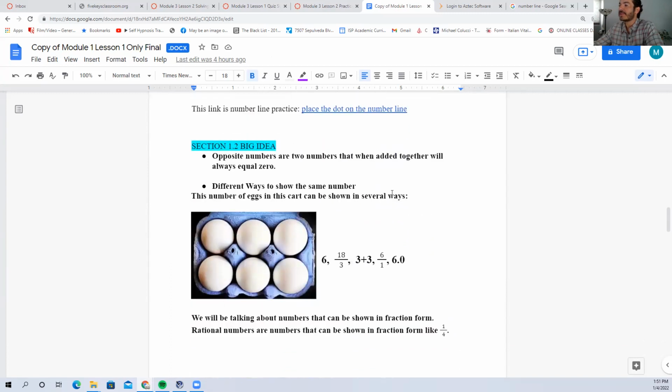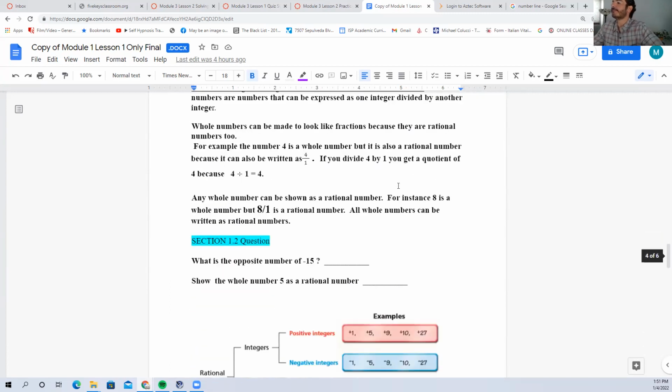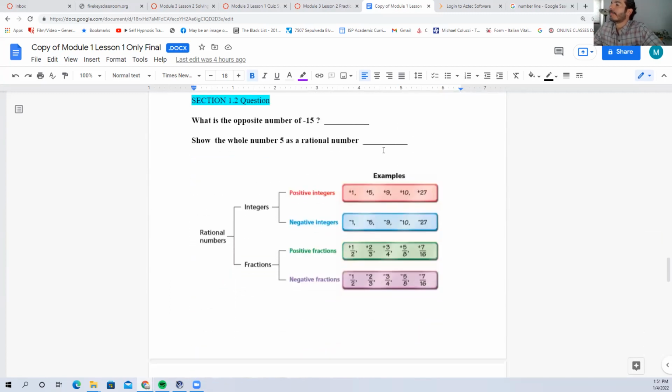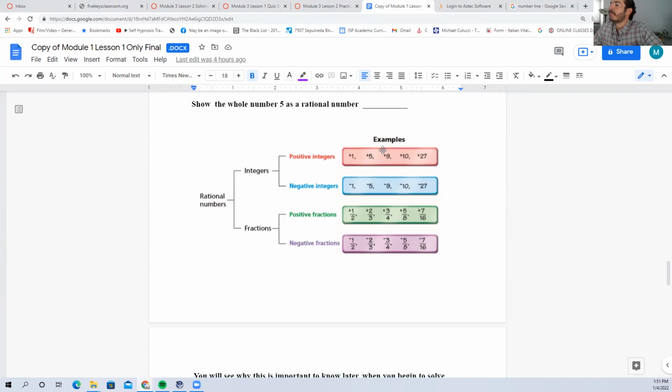This is going to explain opposites to you. We talked about that. Show the whole number 5 as a rational number. That's kind of silly.